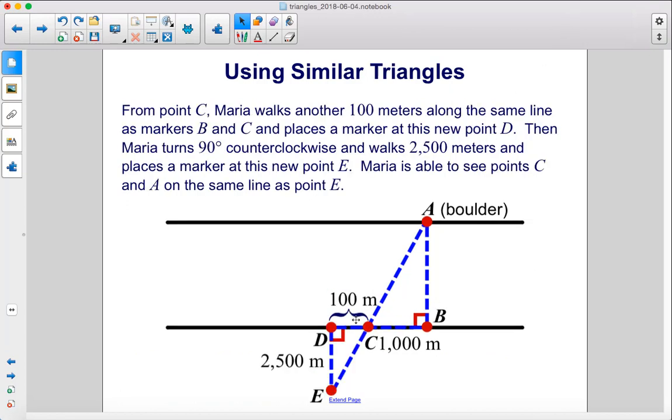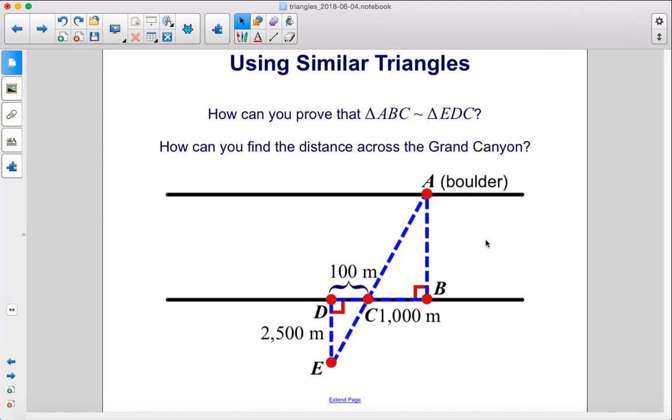From point C, Maria walks another 100 meters along the same line as markers B and C and places a marker at this new point D. Then, Maria turns 90 degrees counterclockwise and walks 2,500 meters and places a marker at this new point E. Maria is able to see points C and A are on the same line as point E. How can you prove that triangle ABC is similar to triangle EDC? How can you find the distance across the Grand Canyon?